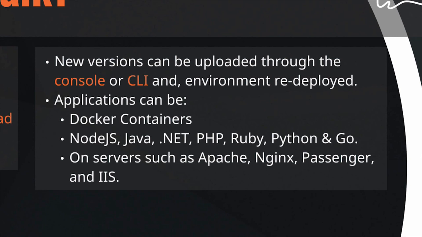Your application that you're deploying could be a Docker container. It could be raw code. It could be Node.js, Java, .NET, PHP, Ruby, Python, or Go. You just supply your code and Elastic Beanstalk will deploy that for you, and it will provision that Node.js or whatever environment for you automatically. Or it could be a service such as Apache, Nginx, Passenger, or IIS.